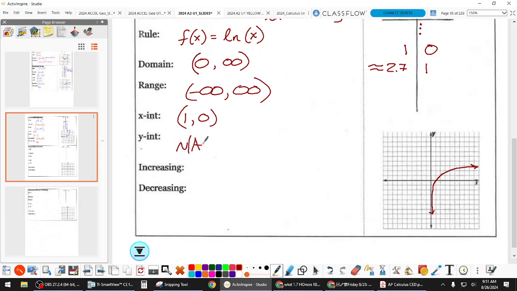We call that, I said this word on Friday, when a graph approaches a line like that that never touches it, it's called an asymptote. And so we say it approaches the y-axis asymptotically, which means it never crosses. So no y-intercept. When is it increasing? When are you hiking uphill? Always. But always, in this case, starts at 0, not negative infinity. When is it decreasing? Never. Good.